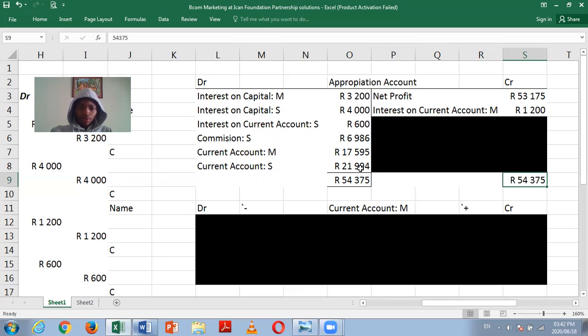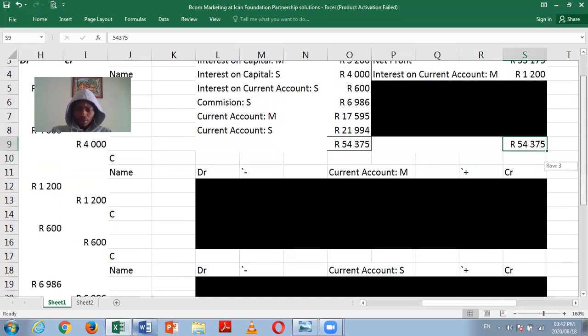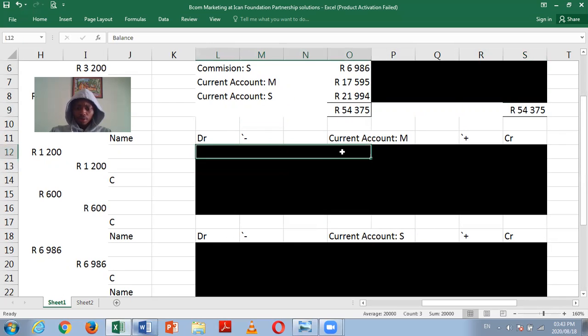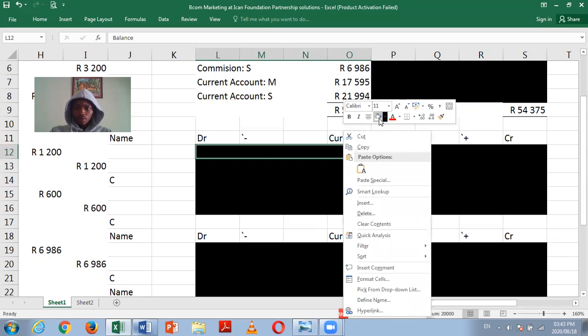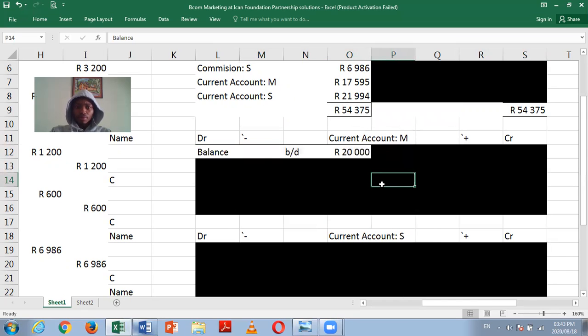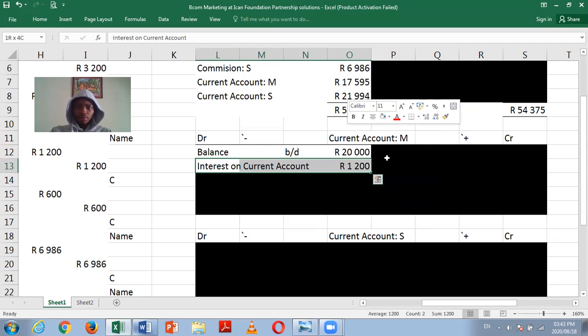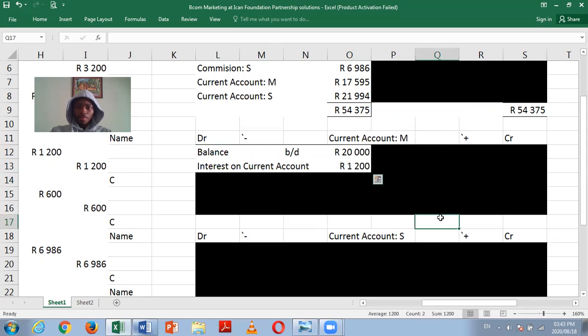Okay, so now let's prepare the current account for M. Remember, who's M? M had an unfavorable balance. So it means now the balance of M from a trial balance should be on the debit side, right? So you're going to have a debit balance. The fact that there's a balance means there should be interest charged on that balance, which is interest on current account.